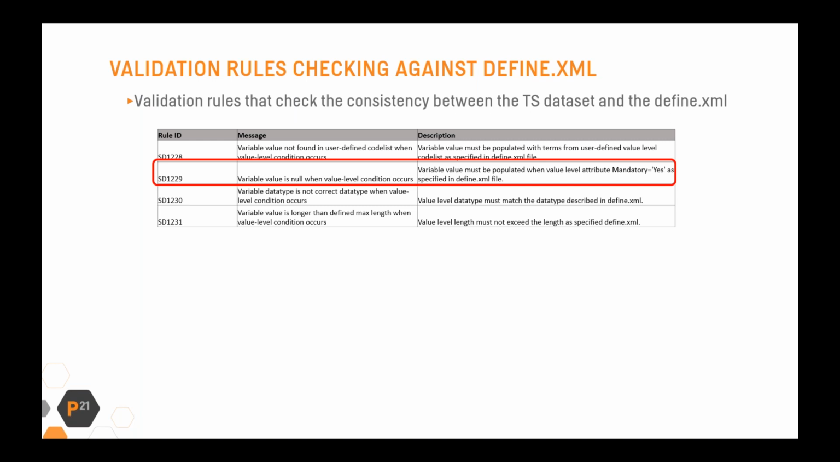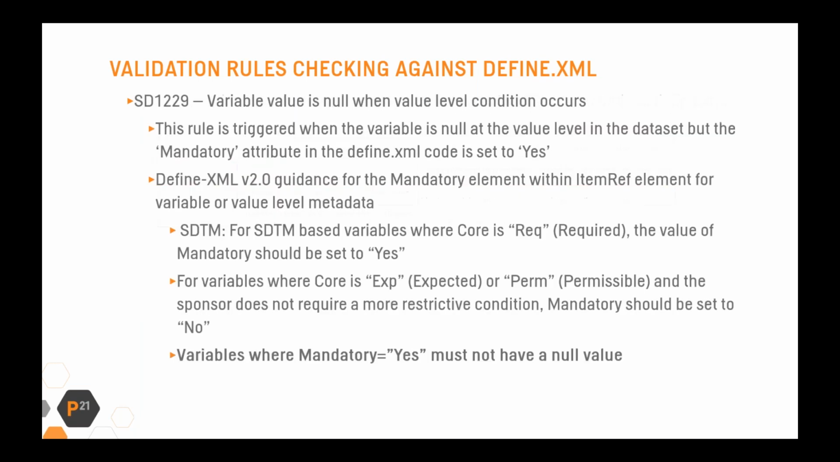So we get a lot of questions specifically about SD 1229. The description of this rule is the variable value must be populated when the value level attribute of mandatory, which is a defined.xml attribute, is set to yes, as specified in the defined.xml file. So this rule is triggered when the variable is null at the value level in the data set, but the mandatory attribute in the define.xml code is set to yes. So we get questions about this rule a lot.